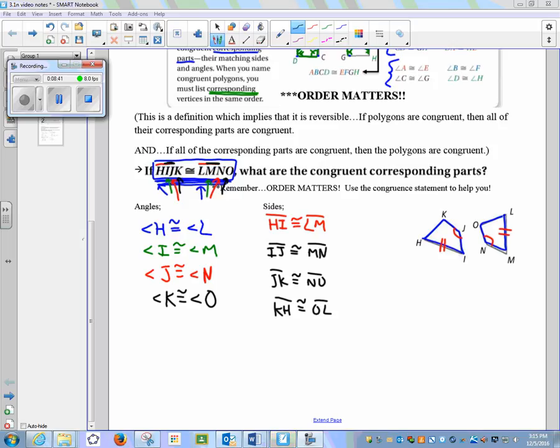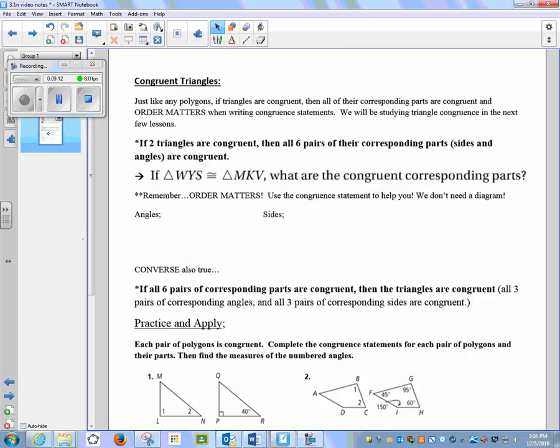Remember, when you get to the end, K, you got to go back to H, because in your diagram, KH is one of the sides. So KH is going to be congruent to OL in that order. Remember, order matters. Now, you might have said HK congruent to, but it would have to be LO. So that's fine too. You just have to make sure you have the corresponding order.